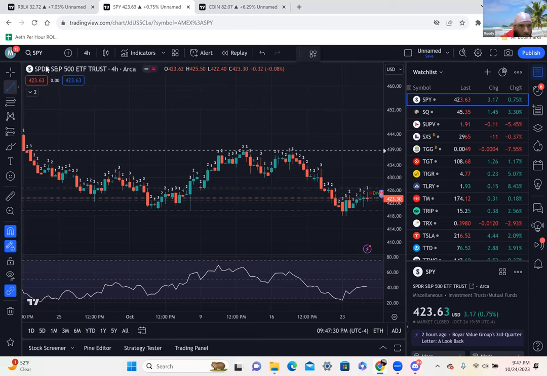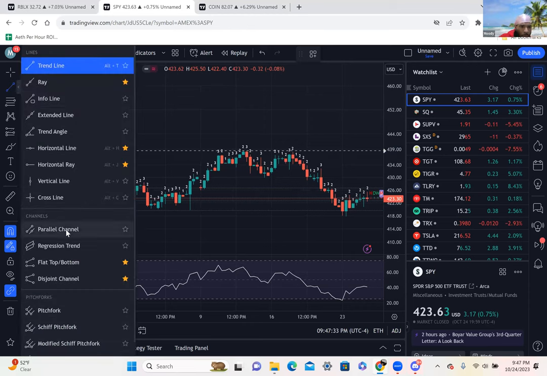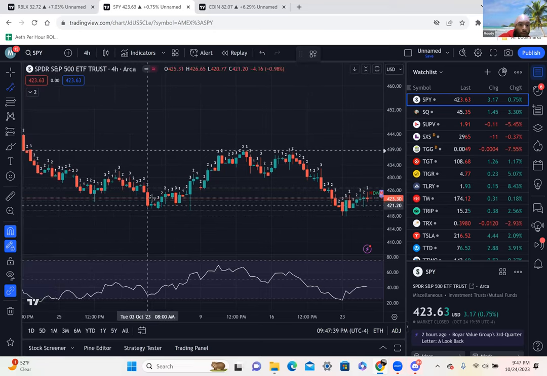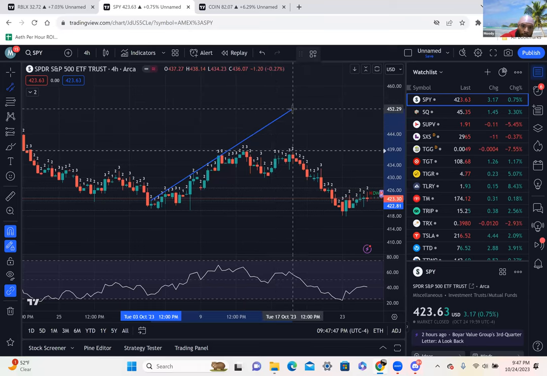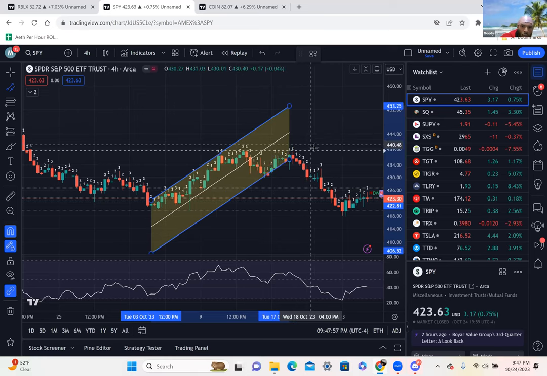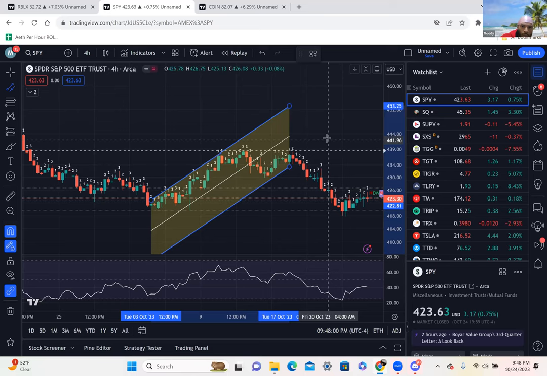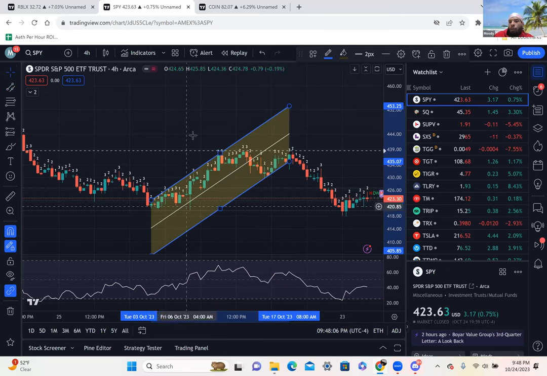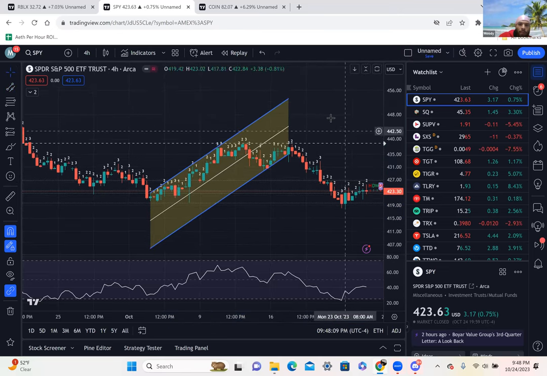All right, we talked about the ray. We also talked about the flat top and the disjointed. This is one that I don't use anymore like that. I need to, though, so that I can see some more things on the chart. But I do love this tool that they provide here. It's a parallel trend, and I'm going to tell you why I like it. I'm not sure how anybody else would have used this. I've never seen anybody use it.